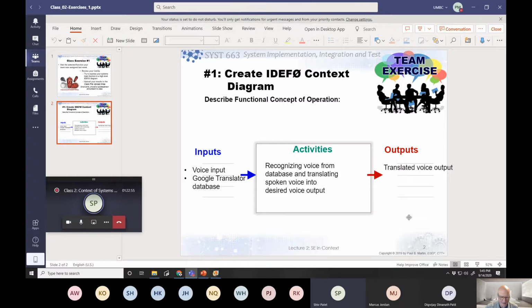Perfect. Yeah, that's really good. Now, if any other teams see anything missing, speak up. But this looks pretty good. Good job, guys.